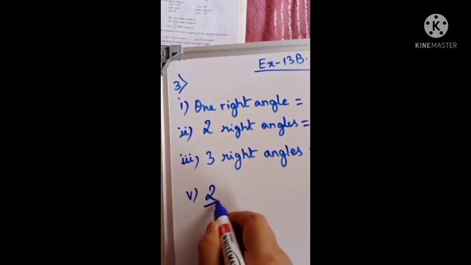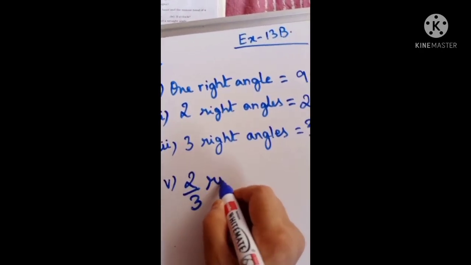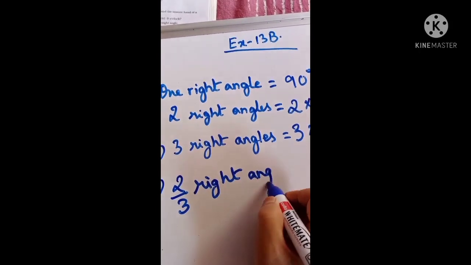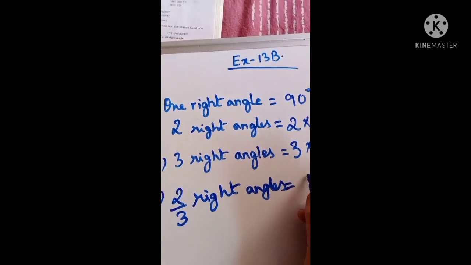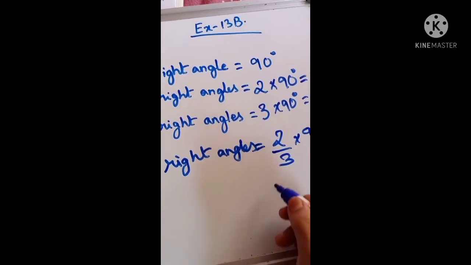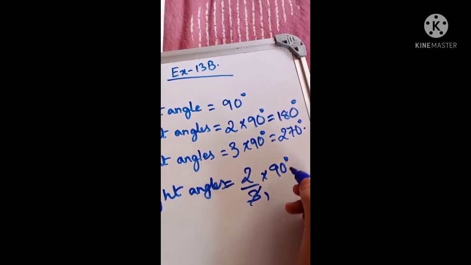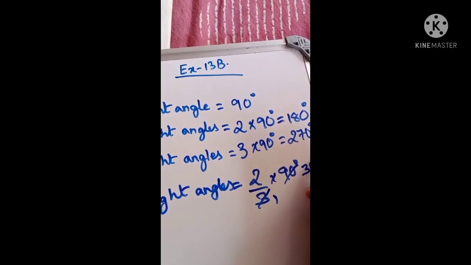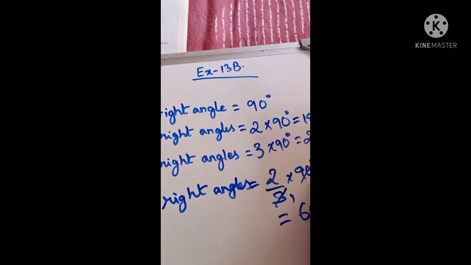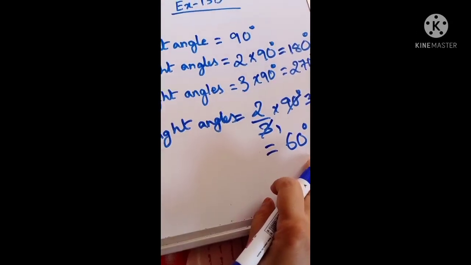Let us write 2 by 3 of right angles. That means 2 by 3 into 90 degree. So we can cut it. 3 ones are 3, 3 thirties are 90. So 2 times 30, that is 60 degree. That is our answer.